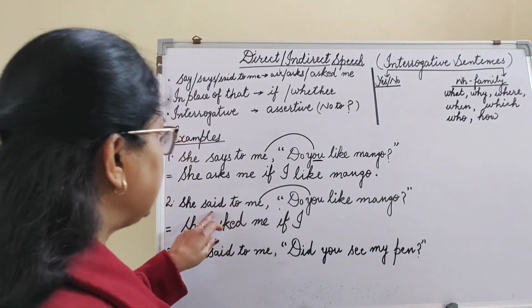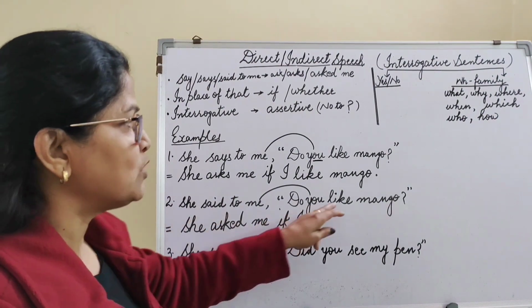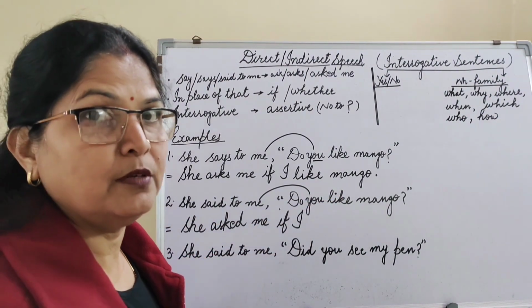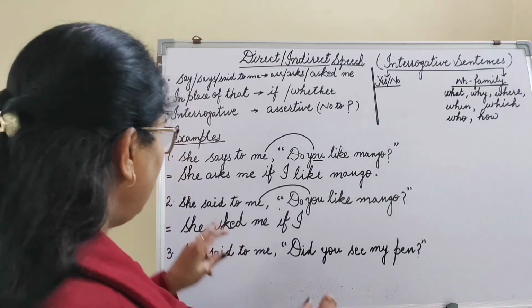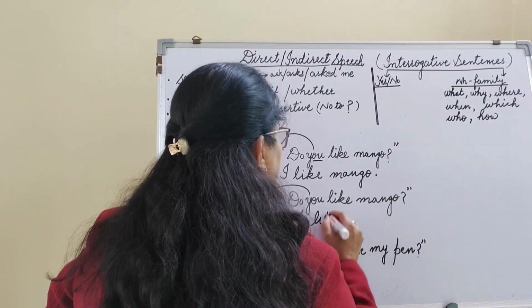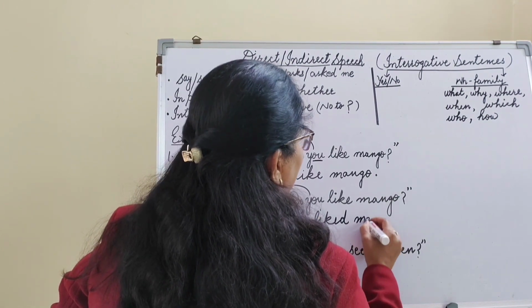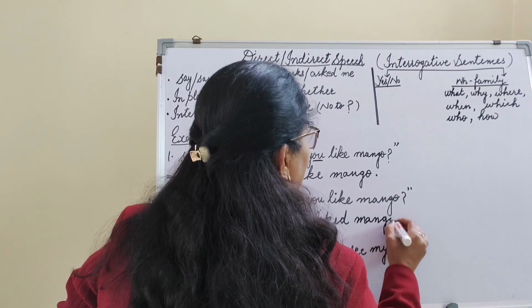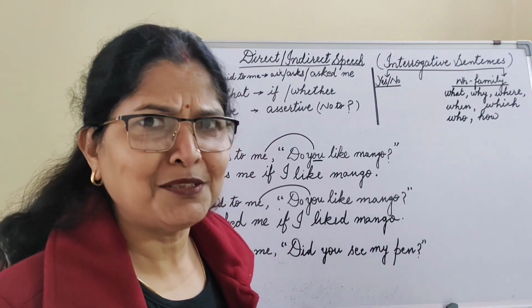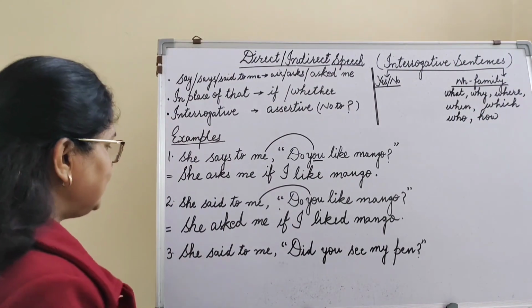Why? Because this is past tense. Means the verb is in past tense. So here also you have to change the verb. Tense remains the same. So past tense. Here also past tense. Like will change to liked. Liked mango. Are you finding it difficult? Not at all. There is no question of finding it difficult. Let's see the third one.